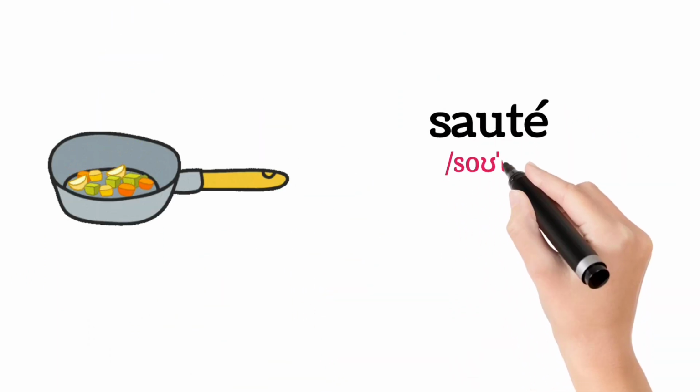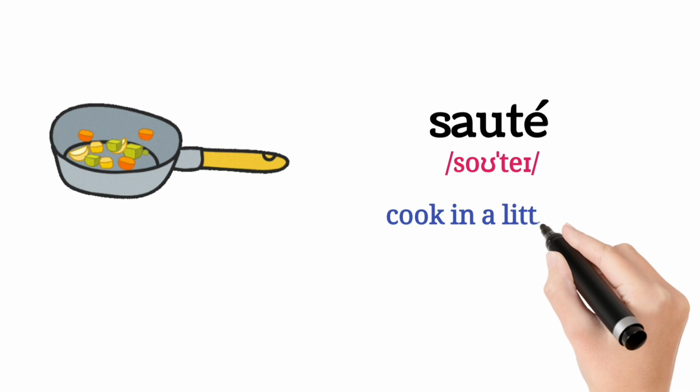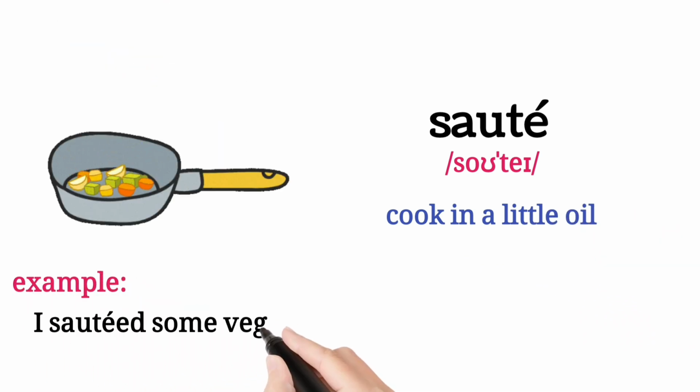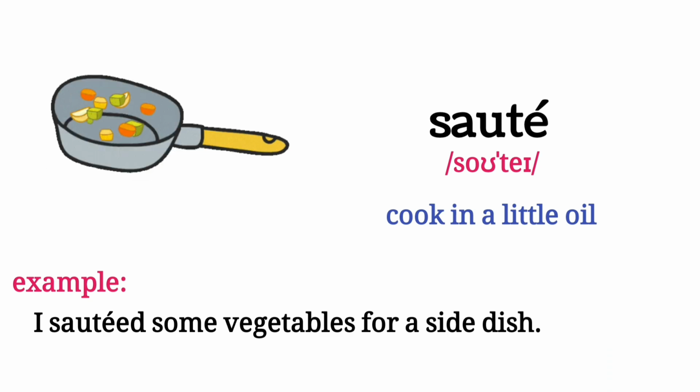Saute. Example: I sauteed some vegetables for a side dish.